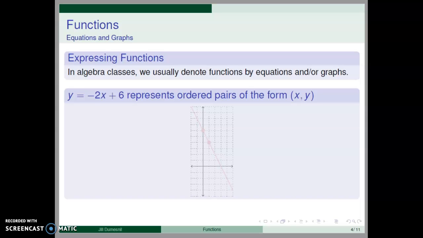Recall that the graph of an equation essentially identifies all ordered pairs of the form (x, y) that satisfy the equation. Our equation is a line with slope m equal to negative 2 and y-intercept (0, 6). We plot the y-intercept. We move down 2 and right 1 unit to get another point on the line. Then draw the line. This represents all ordered pairs defined by the equation y equals negative 2x plus 6.